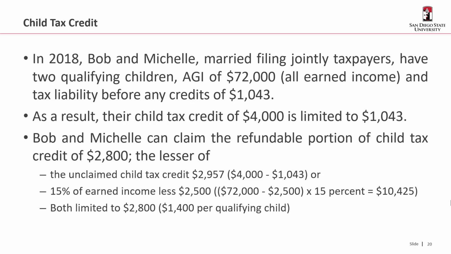So Bob and Michelle can claim the refundable portion of the child tax credit of $2,800 or the lesser of, so first the unclaimed child tax credit. Well, they could have taken $4,000. They were limited to $1,043, so that's $2,957. Or 15% of their earned income less $2,500. So we take their earned income of $72,000, subtract $2,500, multiply by 15%, we get $10,425. Note that all of this was limited to $1,400 per qualifying child, which is $2,800. So they're going to claim an additional refundable child tax credit of $2,800.